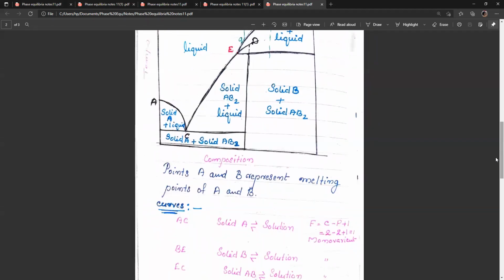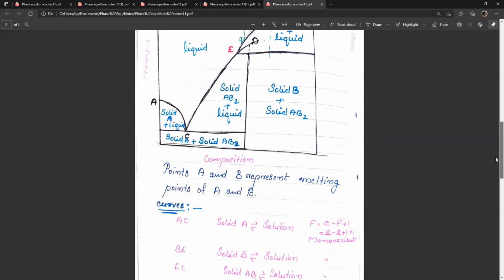Along curve AC is the depression in freezing point of A on adding B to A, and here the phases in equilibrium are solid A in equilibrium with the solution, and F is equal to C minus P plus 1, that is, the system is monovariant along this curve according to the reduced phase rule.